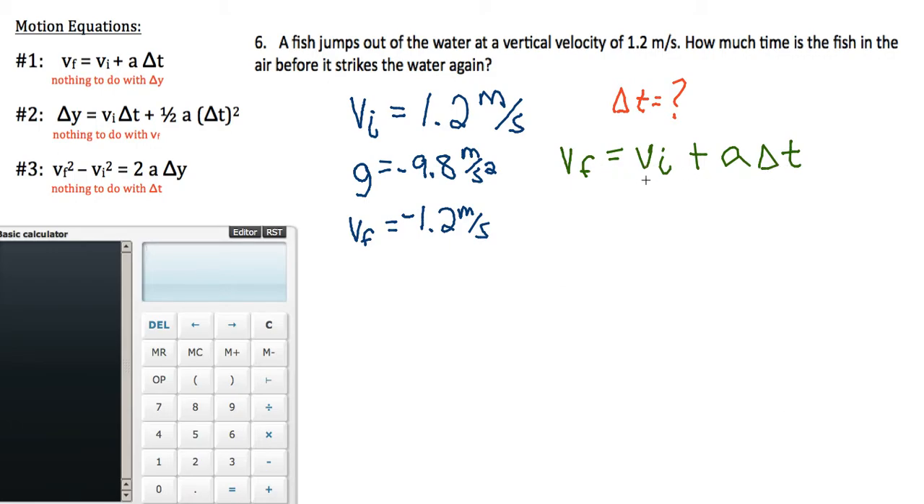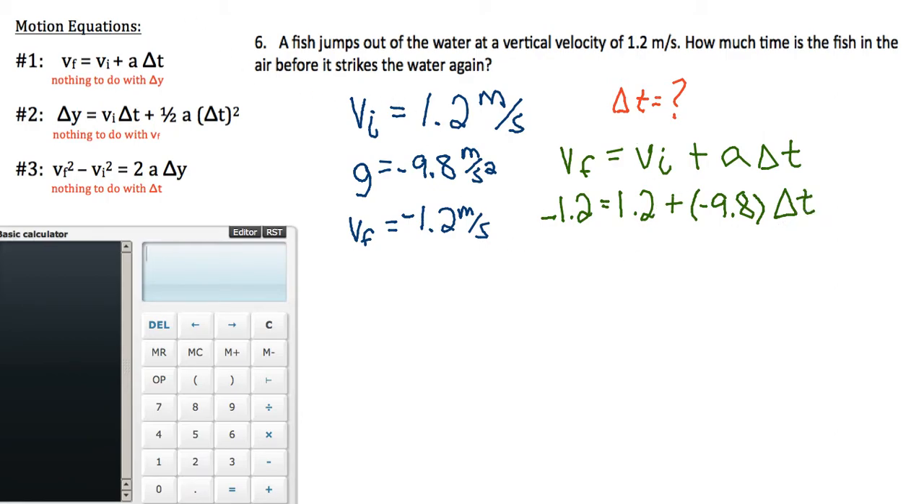Once again, I'm going to plug in the numbers first, and then we'll solve later. So velocity final, we know, is the negative 1.2. Sorry, I said 1.22, it's a different problem. Velocity initial is the positive 1.2. Plus, our acceleration is negative 9.8. All these signs are really important, guys. Make sure you have those positive and negative signs where they should be. Multiplied by time, remember that's what we're trying to find out.